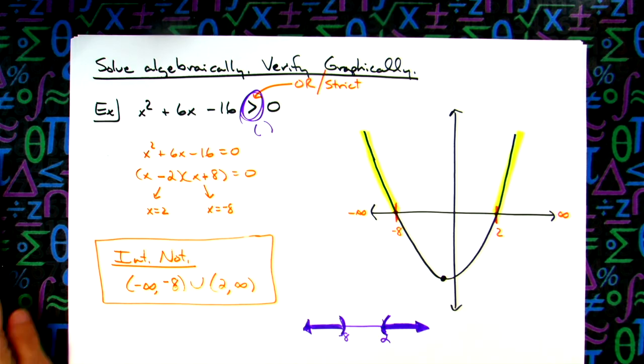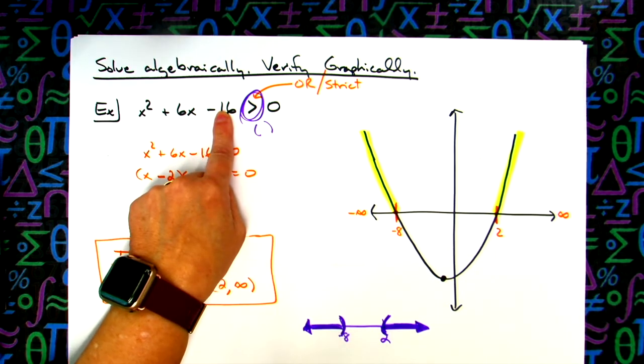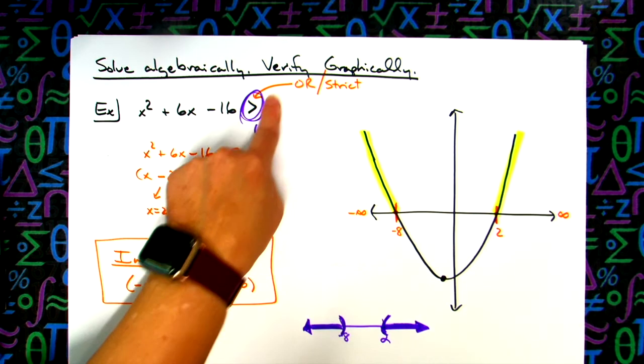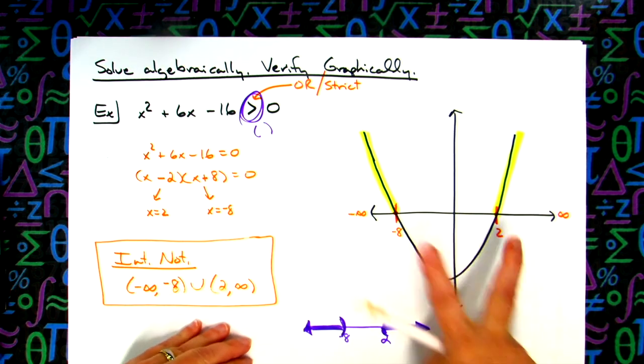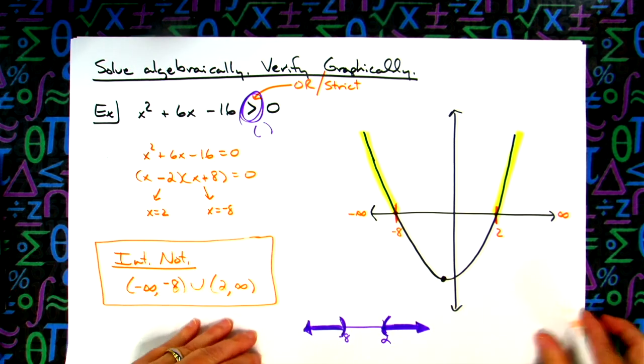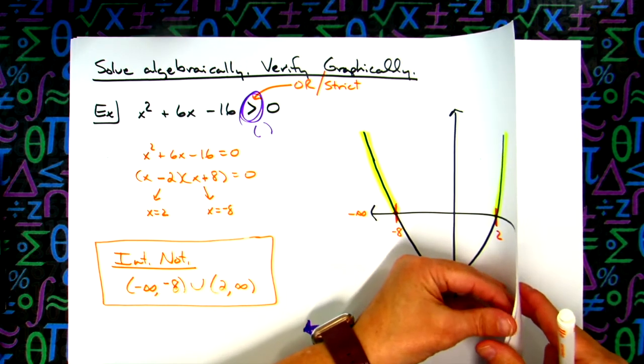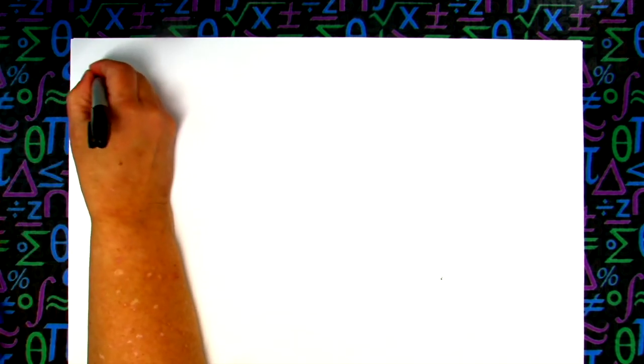All right, now, this one, everything was already on the left-hand side. We already had 0 over here. So with this type, you can just start solving it, figuring out where those 2 points are, and then figuring out whether it's above or below. If there's something on both sides, then you've got to change your inequality before you can start solving. So let's do another one.